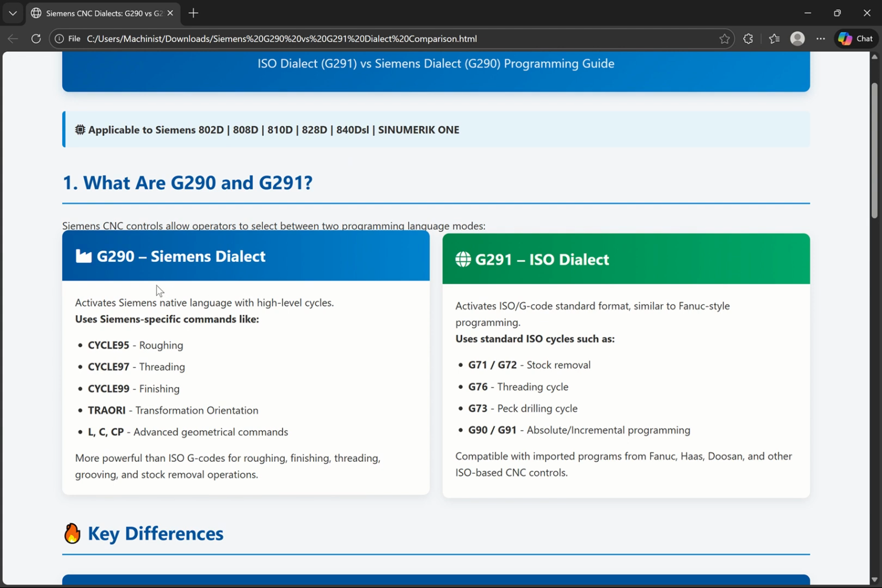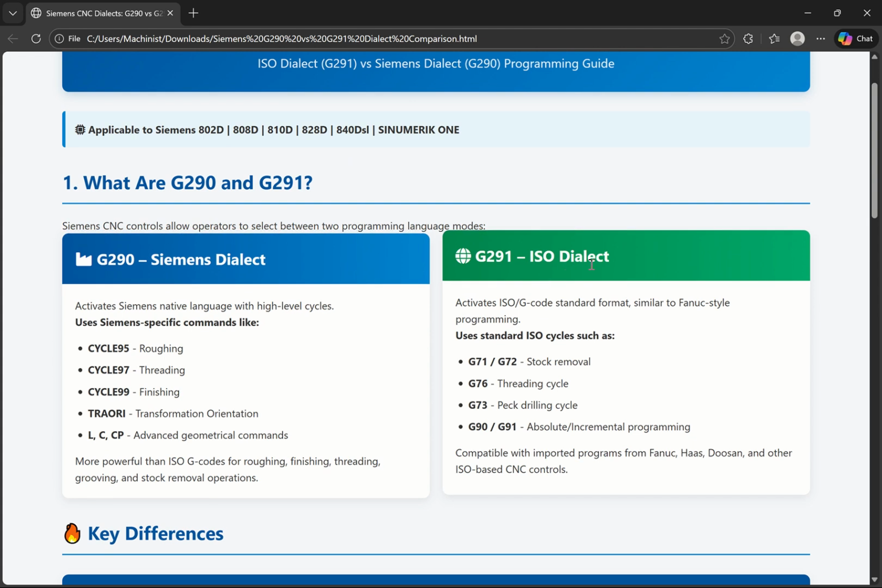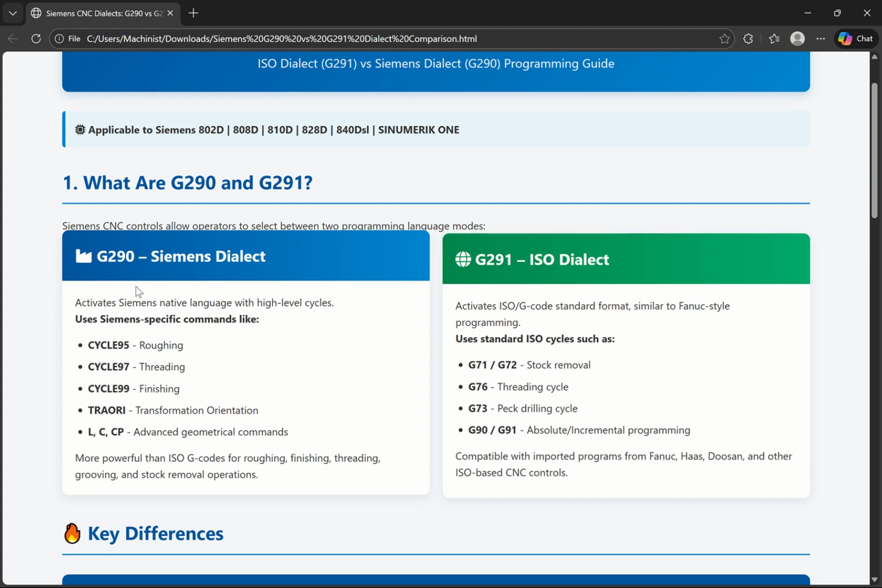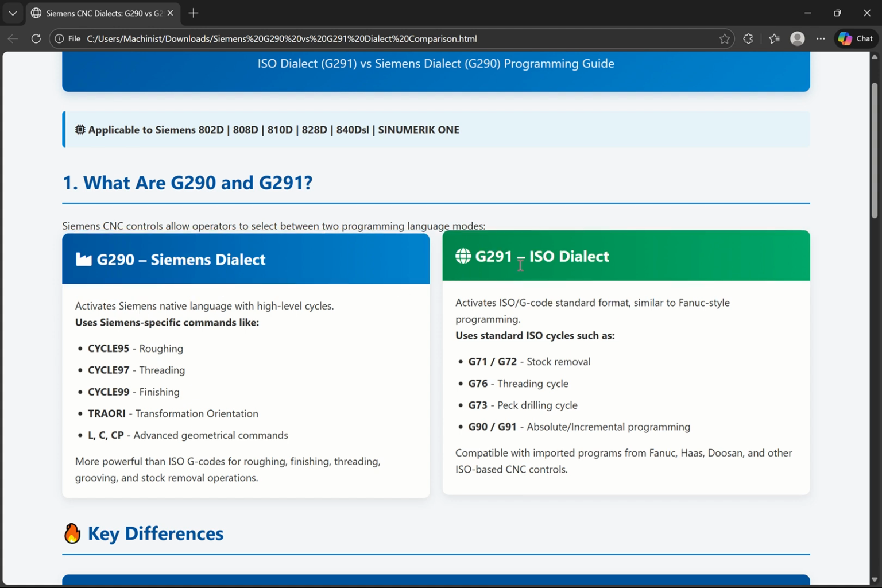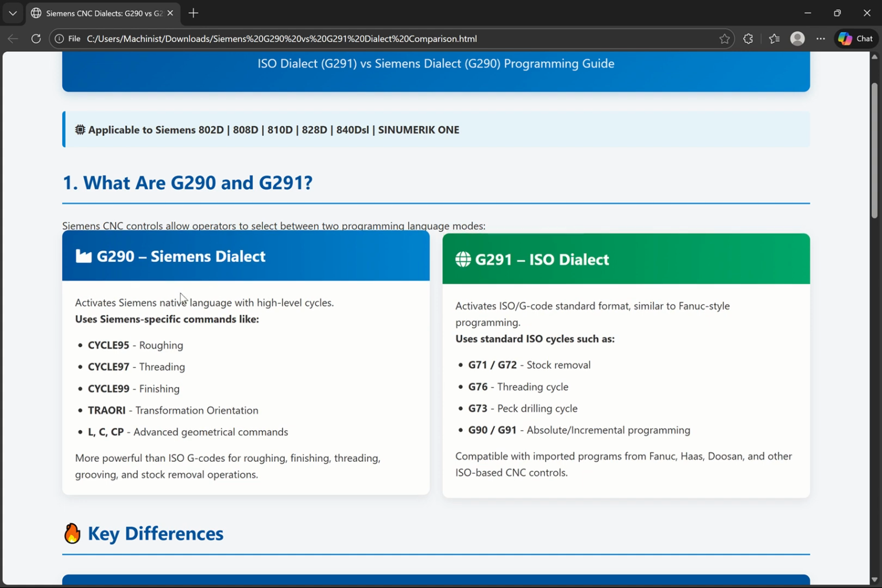We have what we call the Siemens Dialect and what we call the ISO Dialect. In Siemens language, for example, the 808 controllers, when you want to use the ISO or the Siemens language, because it has two languages, you can activate it using G290. You initialize it in your part program. So when you put G290, it means you're using the Siemens controller or Siemens language. But if you use G291, it means you are using the ISO dialect.